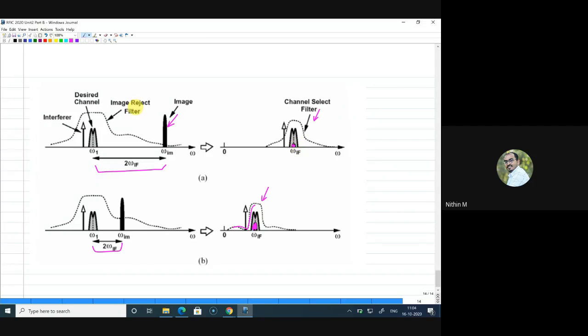You can see that this is your image reject filter response in the two cases, and this is the channel select filter response in the two cases, right? So this trade-off exists. With this trade-off only, actually we are moving to the next architecture that we will see in the next class, right?